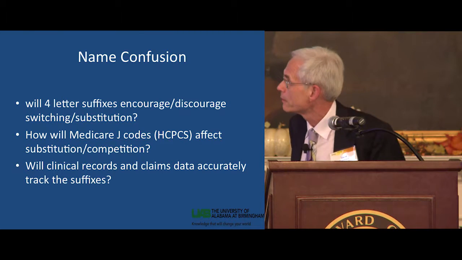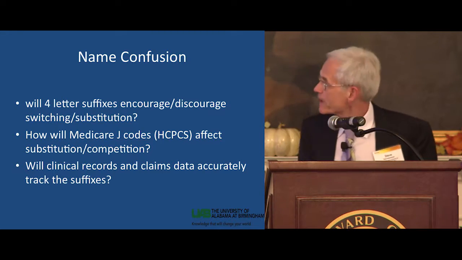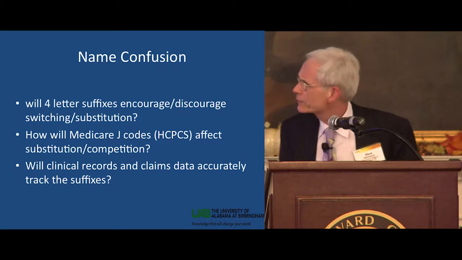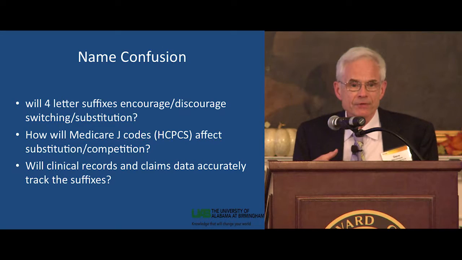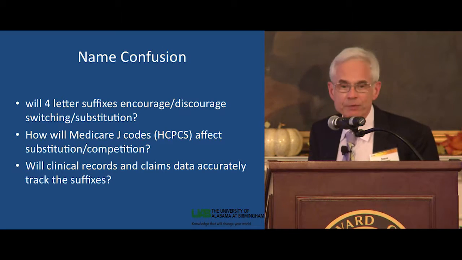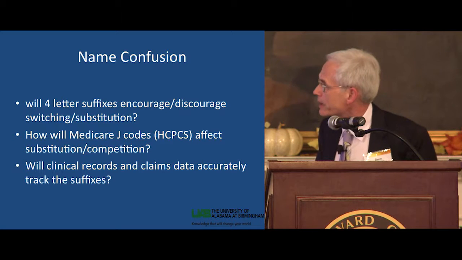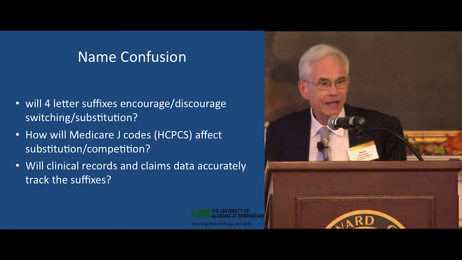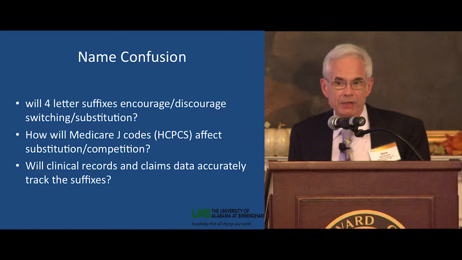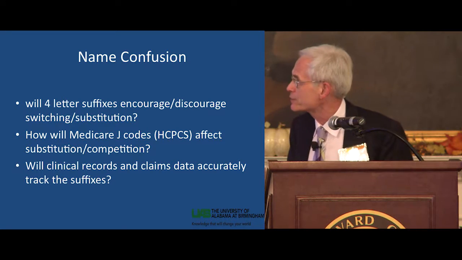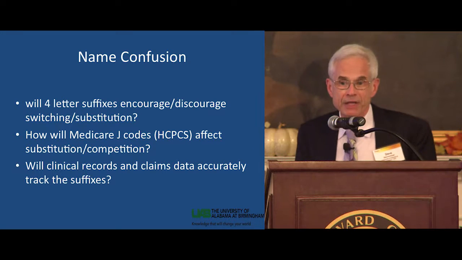So there are the four-letter suffixes, there are the J codes. What I think is really interesting is whether or not those of us who do research in this area will actually be able to track through some sort of data system information on exactly what was the drug that was being used. Will we be able to find this in clinical records? Will we be able to find it in claims data?